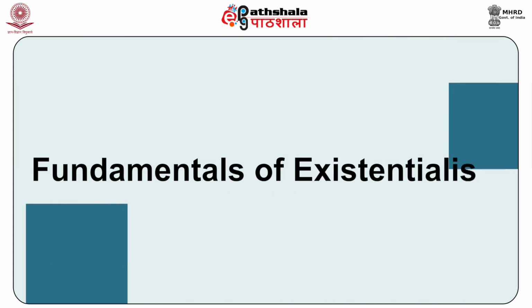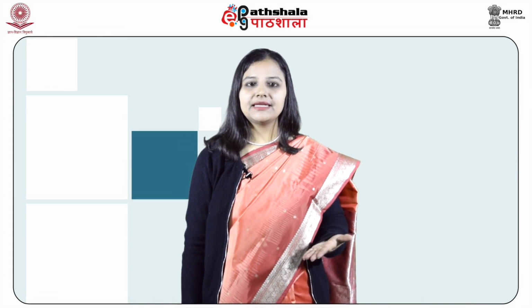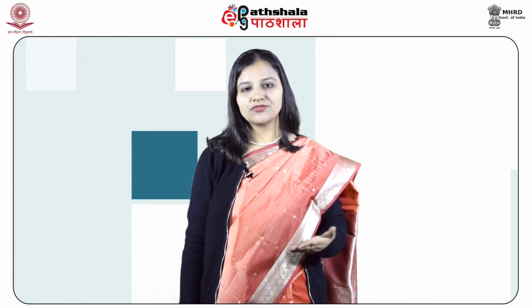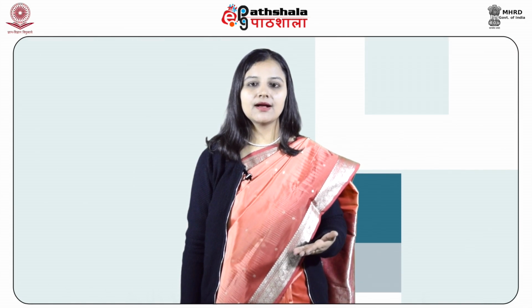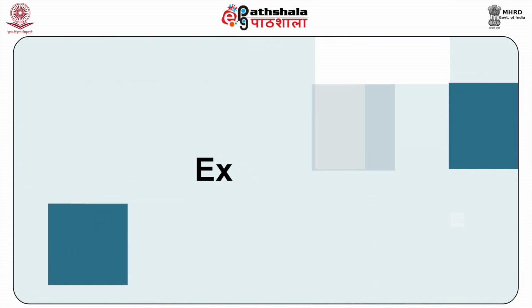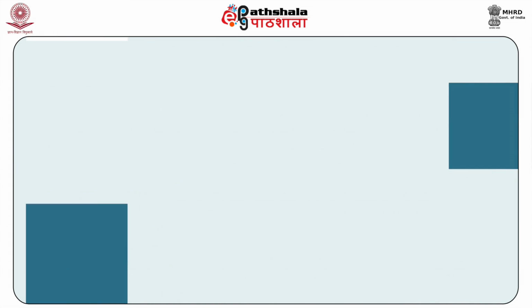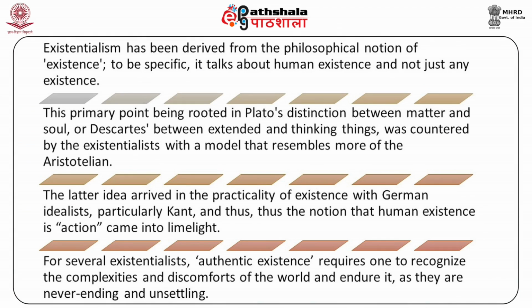Fundamentals of existentialism. There are mainly seven primary building blocks of existentialism. They are as follows. The first is existence. Existentialism takes its name from the philosophical theme of existence. To be specific, it talks about human existence and not just any existence.